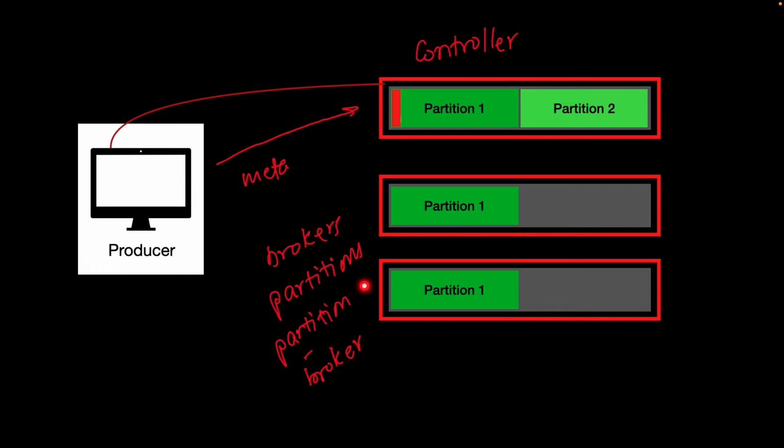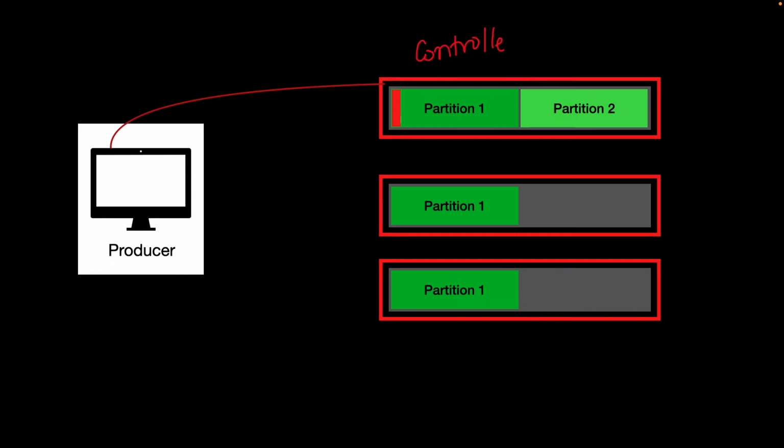This information will be available at all the broker nodes, and once it has the information of which partition is hosted on which broker, it can make an API call to a particular broker. So for example, this producer has to produce some messages. Firstly, it will do the consistent hashing. By doing the consistent hashing, the producer will get the information of which partition the message is meant for.